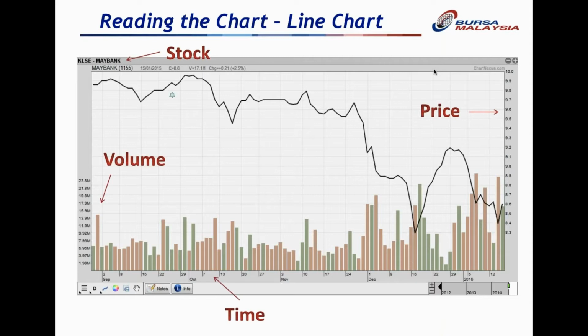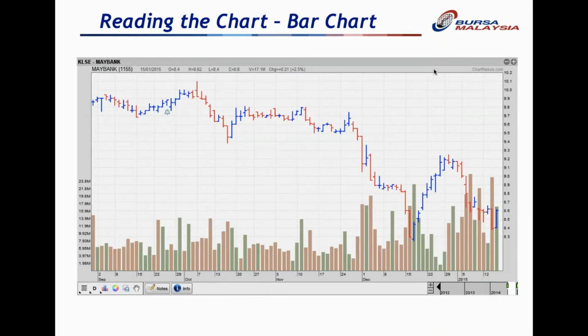But line chart doesn't tell you a lot of things, and Western people like to use bar chart. In the olden days, Western people used a bar chart, and bar chart gives you 3 additional pieces of information. They give you the opening price, the high price, and the low price, in addition to the closing price. So these are 4 pieces of information that bar chart gives you.